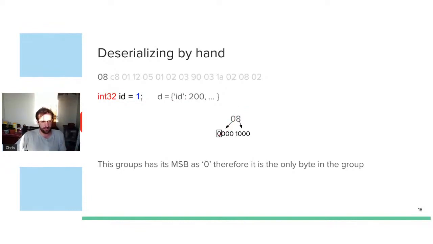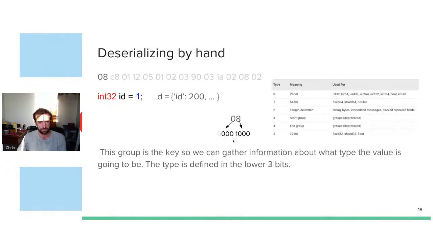The first thing we notice is that the most significant bit here is set to 0. That means it's the only byte part of its group, so we can ignore it.